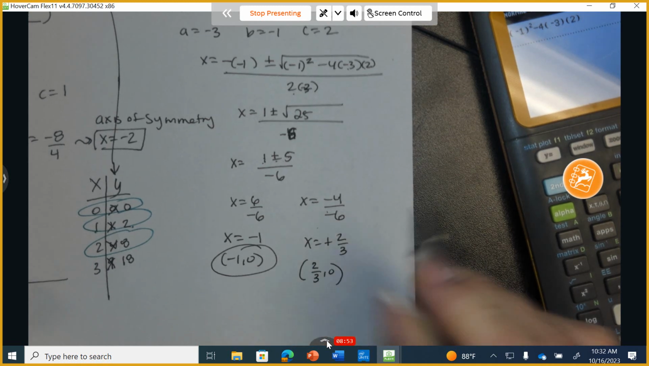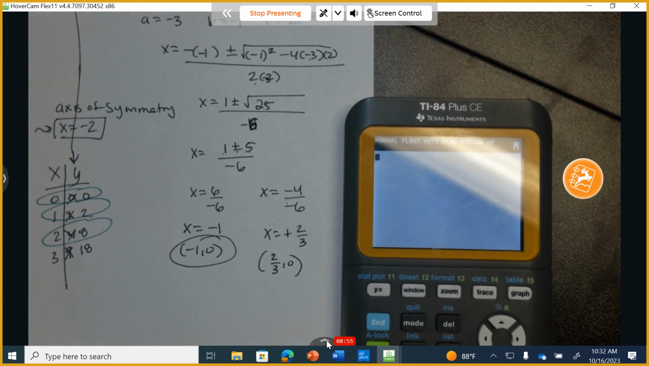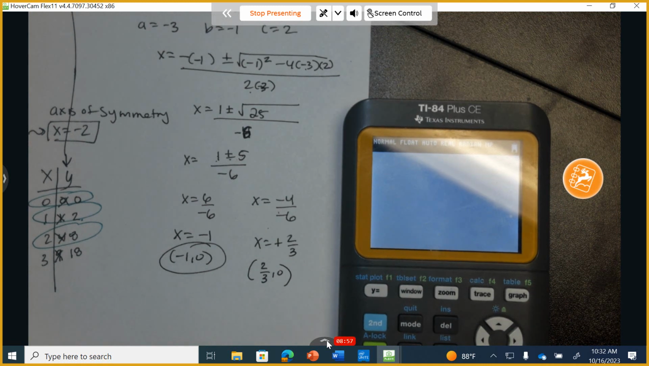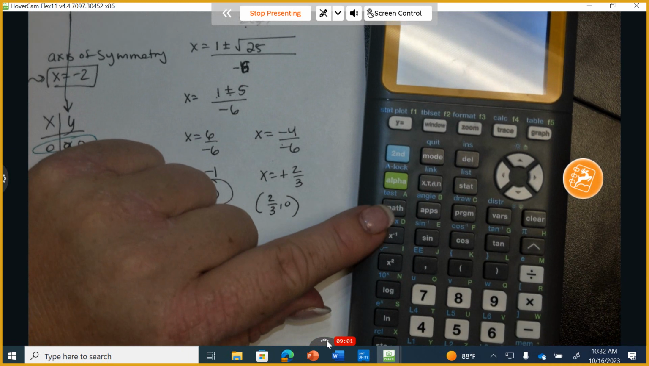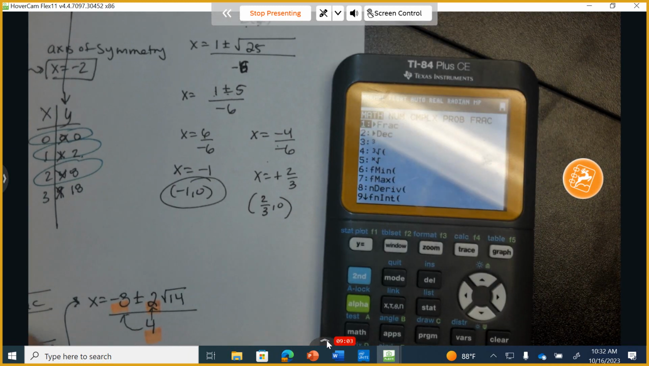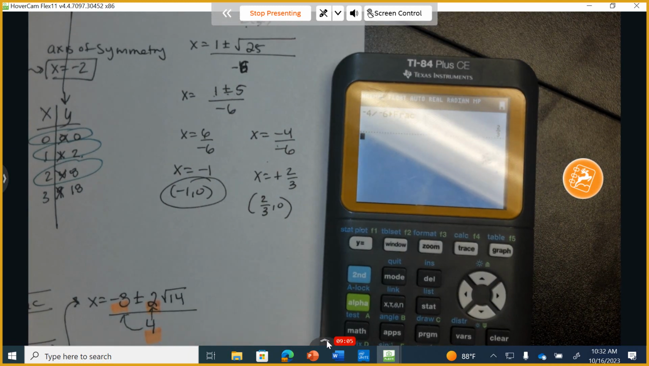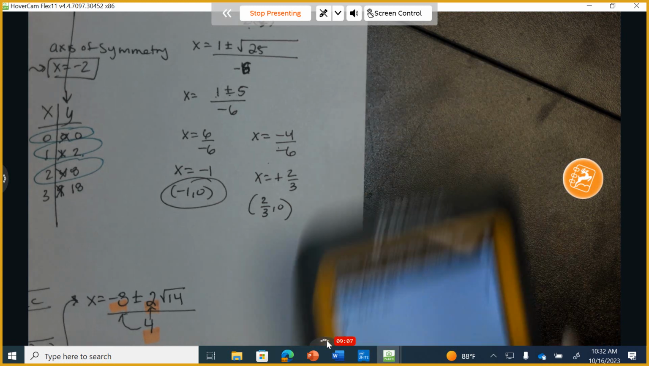As a reminder, if you are somebody who struggles to know how to reduce fractions, I do want to give you the little shortcut. You can type it in, negative 4 divided by negative 6, find the math button, hit it once, and press enter twice, and it will reduce it for you. Okay? So I've done the hardest part.